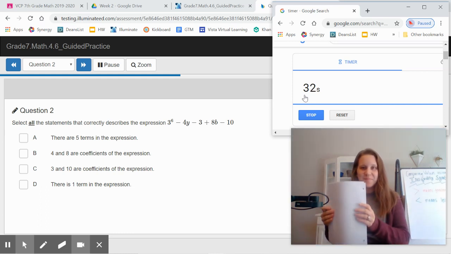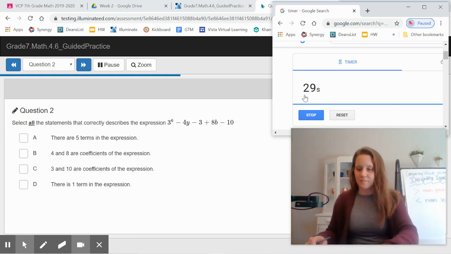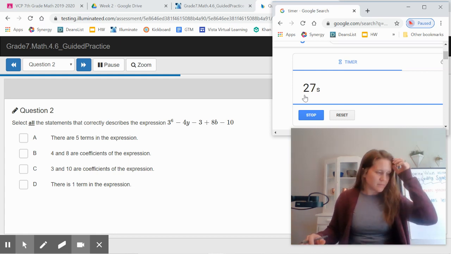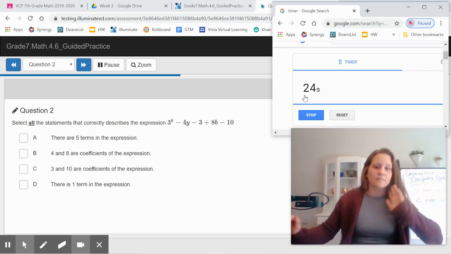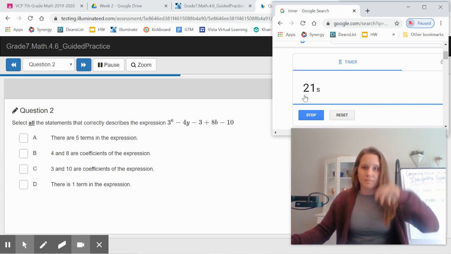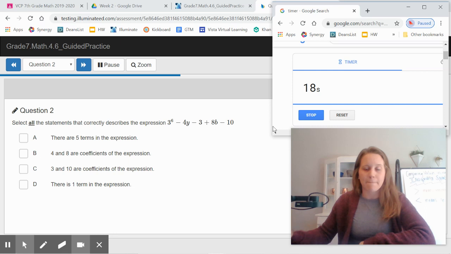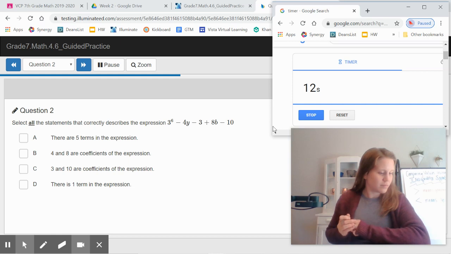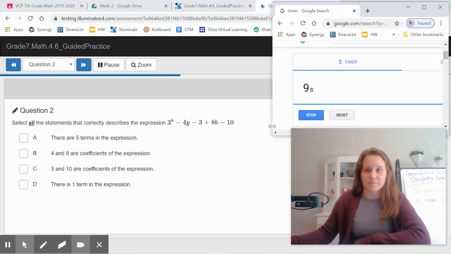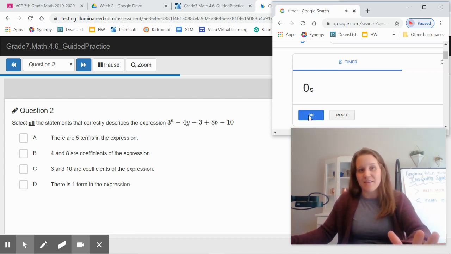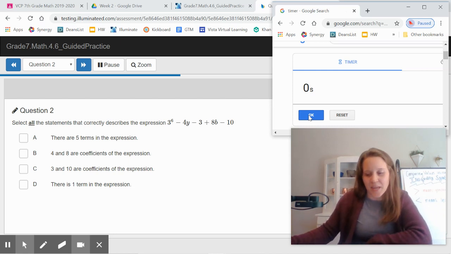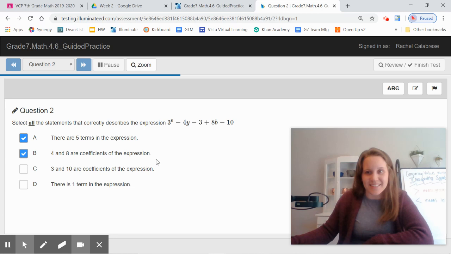Last 35 seconds. All right, pause here if you didn't have time to finish up, and then hit play when you're ready. I selected A and B, so let me know if you got that.